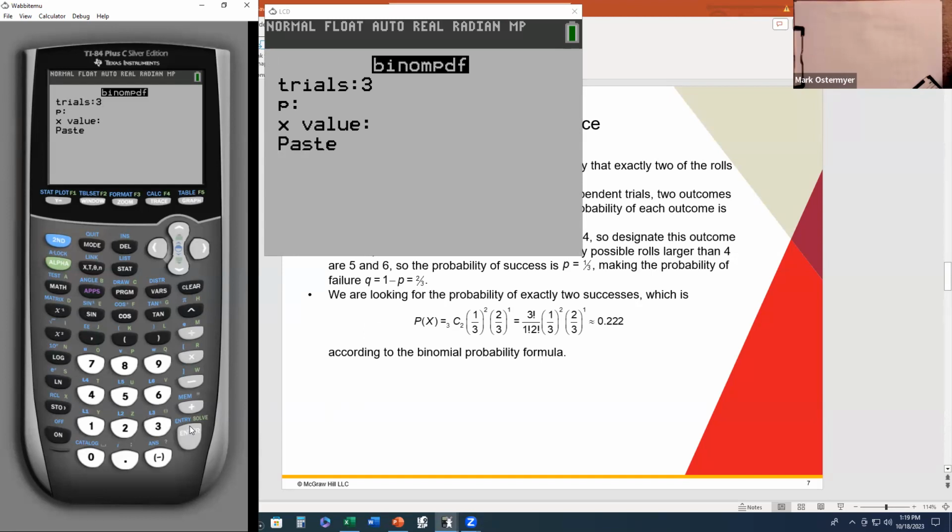P is the probability of having a success. In this case, it's the probability of rolling a face that's larger than 4. We already computed that to be 1/3. X is the number of successes we wish to have in 3 trials, and we're interested in having exactly 2 successes. In other words, we're trying to compute the probability of rolling exactly 2 faces that are greater than 4 in 3 trials here. So X is assigned the value of 2 successes.